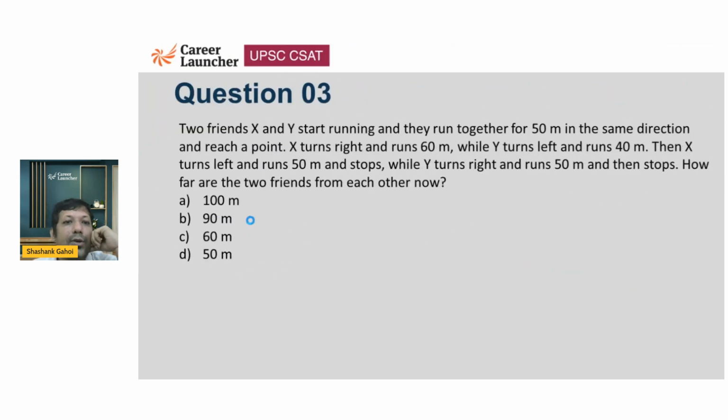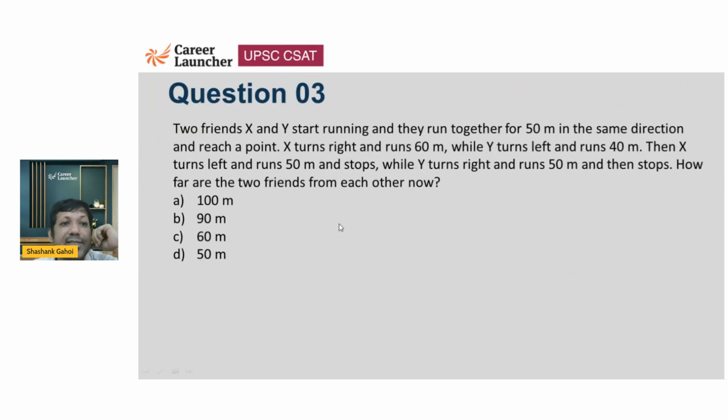Now let's look at the next question. It says that there are two friends, X and Y. They start running and they run together for 50 meters in the same direction and reach a point X. Then they are moving left, right, and so on. So this is a standard question of directions. Is it talking about north and south? No, it is talking about left and right only.